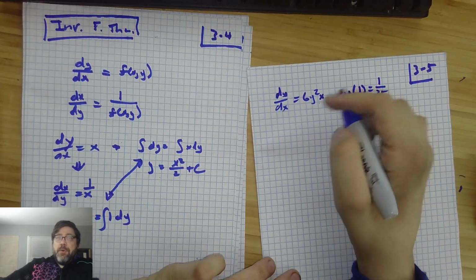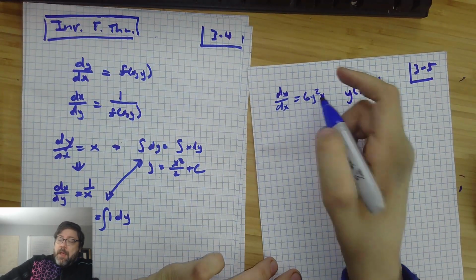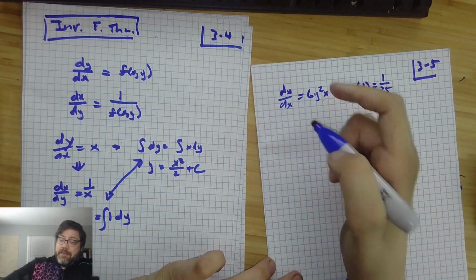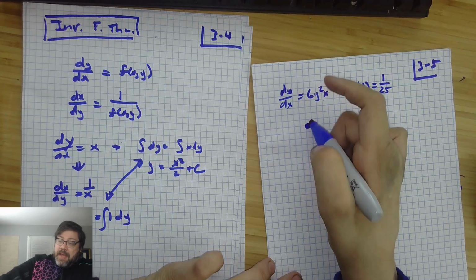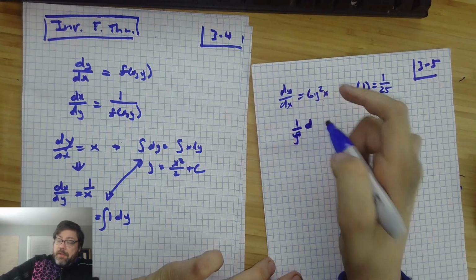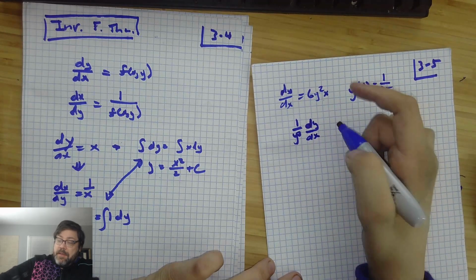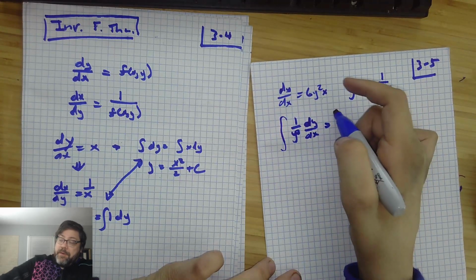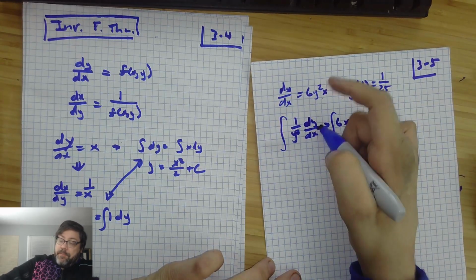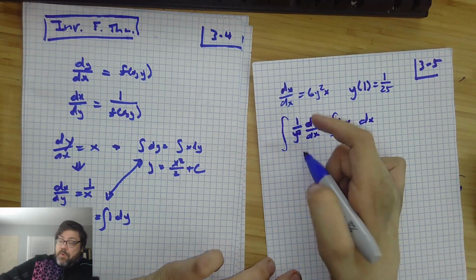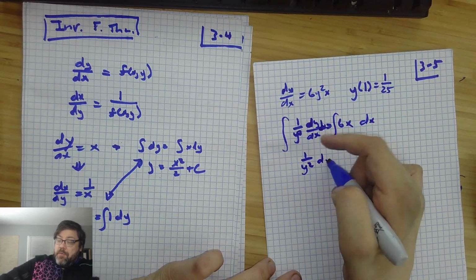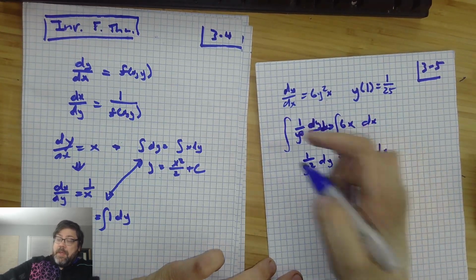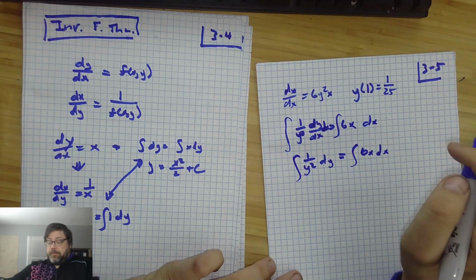But let's look at what's going on. So what should I do here? Well, this is obviously separable, because I can write it as a function of y times a function of x. So I can write this as 1 over y squared dy/dx equals 6x. Remember that I can always integrate both sides with respect to x. And this is 1 over y squared dy equals 6x dx, integrated on both sides.